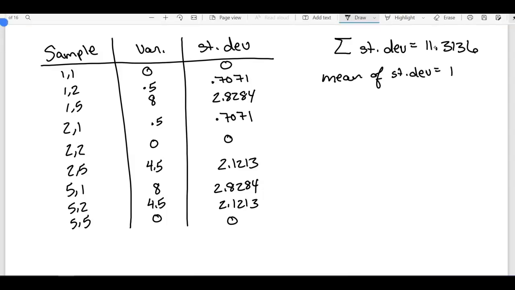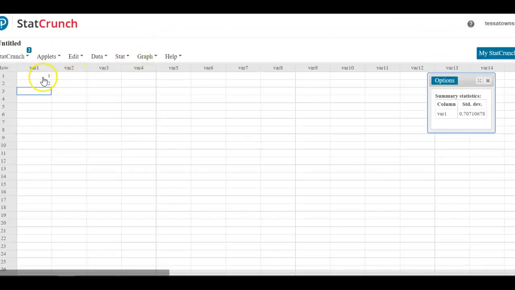So to find that mean, we're going to take that sum and divide it by the number of numbers we added. We added 9. So our mean is about 1.2571. So let's find that population parameter. So we could use the variance to take the square root, or we could use StatCrunch. I'm going to use StatCrunch to show you how to do it in here.